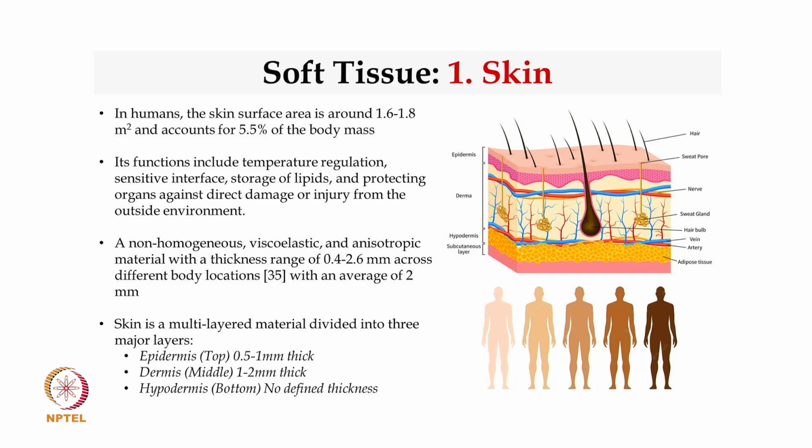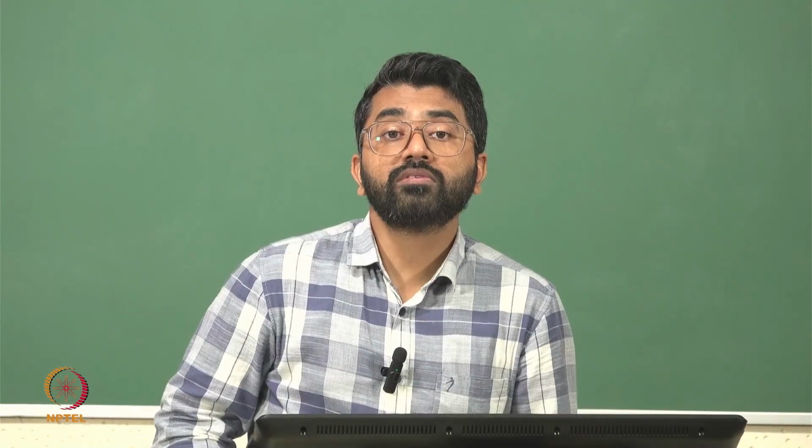Skin is also a multi-layered material divided into three major layers. These are very important. If we look at the figure on the top right, we are looking at the anatomy of the skin. We start from the epidermis, which is the topmost layer, usually fairly thin. Then you have the dermis. The dermis is majorly the load-bearing component of the skin, so it is usually much stiffer or stronger than the epidermis, and it has a much greater thickness.